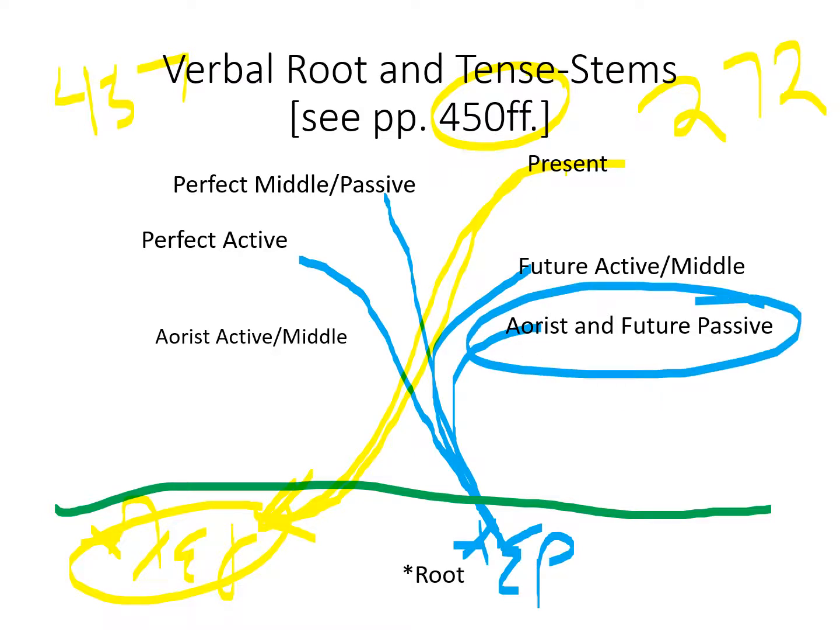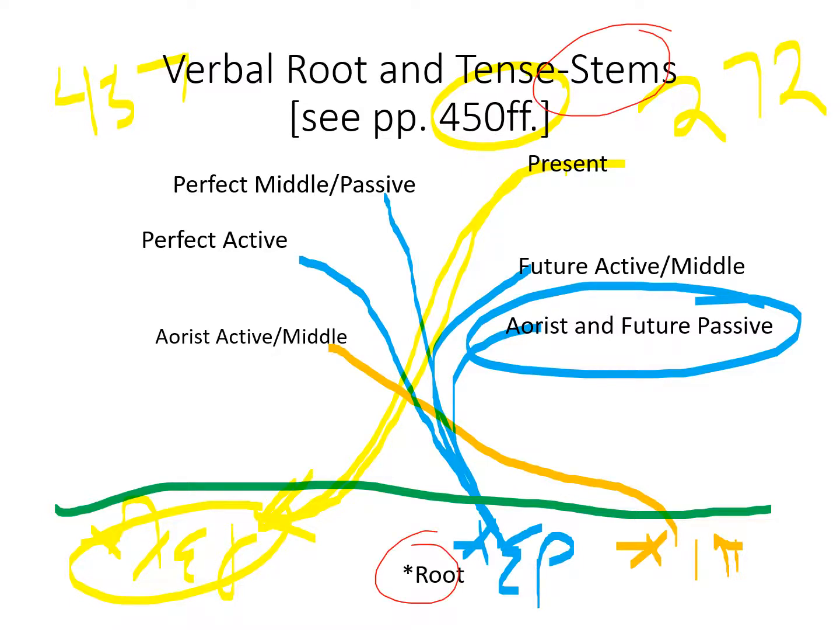There's one other root. I'm going to draw it with another color here just to distinguish these. Ip. And ip is used just by the aorist active and middle. So do you see why I began all of our study of Greek verbs thinking about the distinction between the root and the stem? Because there are different roots that can be used.